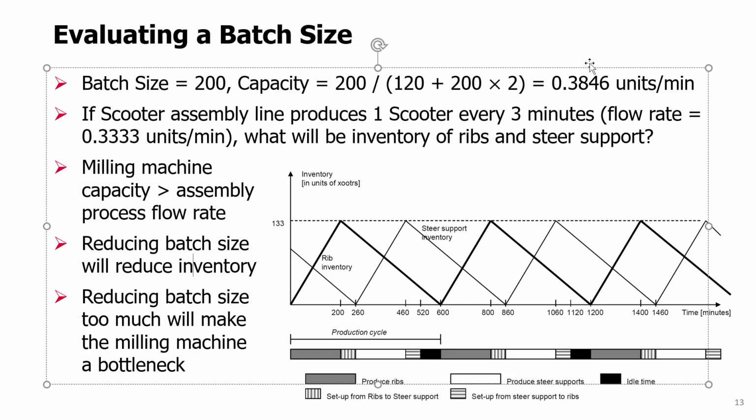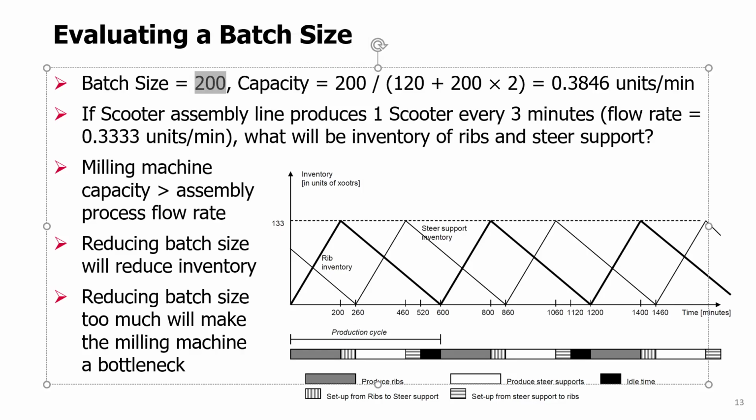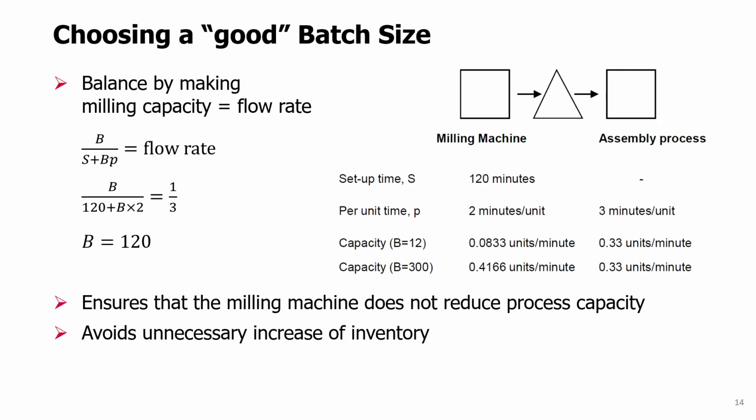But if we reduce it too much, the capacity may drop such that it will limit the production rate at the assembly line, and we don't want to create this, because the milling machine would become a bottleneck. Currently, with batch size 200, it's the assembly line that is the bottleneck, or somewhere in the assembly line there is a bottleneck. So I hope you see that we need this as a balancing act. The batch size should be reduced, but not too much. So what is the right batch size? It's very easy to see that we have to create a balance by making the milling machine capacity equal to the assembly line flow rate.